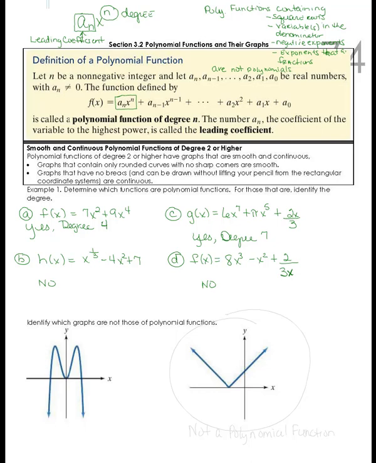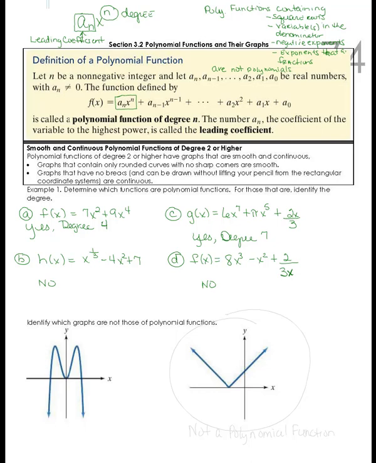The second half of this says identify which graphs are not those of polynomial functions. Let's go to the second box, where polynomial functions of degree 2 or higher have graphs that are smooth and continuous. Graphs that contain only rounded curves with no sharp corners are smooth. Graphs that have no breaks and can be drawn without lifting your pencil from the rectangular coordinate system are continuous. So we only have two of these.